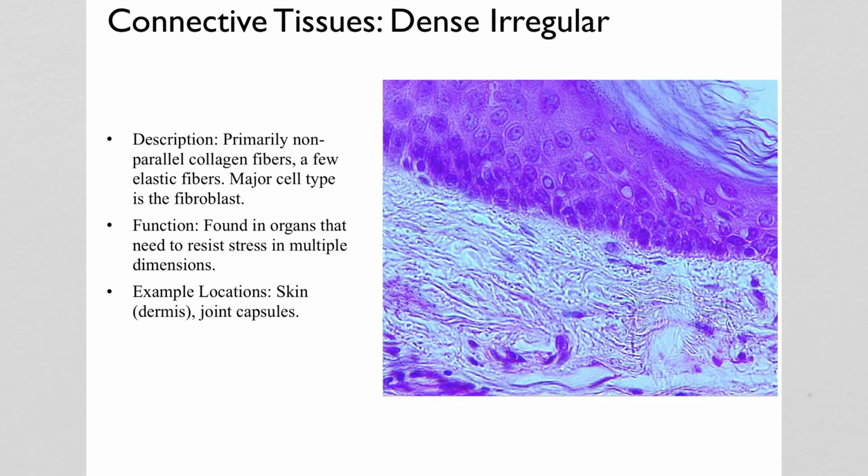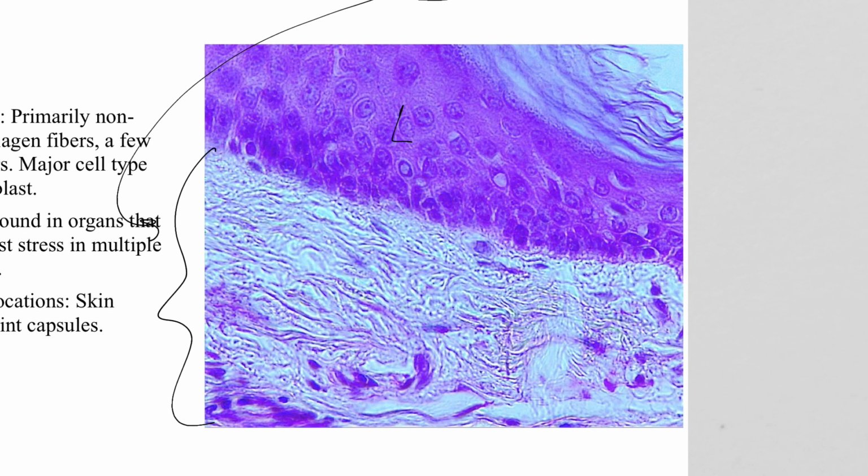All right, dense irregular connective tissue, that is this, right? So this slide came from skin. This dark purple tissue up here is the epidermis. Everything down here is the dermis. And the dermis is where you find a lot of dense irregular connective tissue.